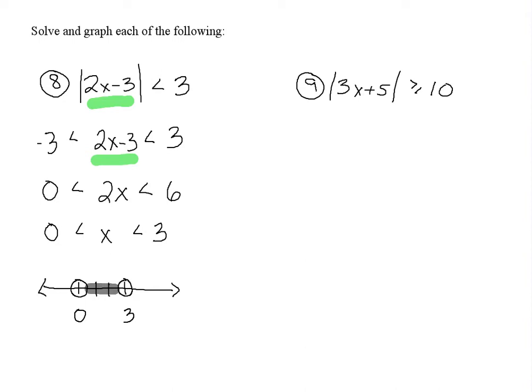For question number 9, we've got the absolute value of 3x plus 5 is greater than or equal to 10. So right off the bat, you want to take a look at the symbol, greater than or equal to.